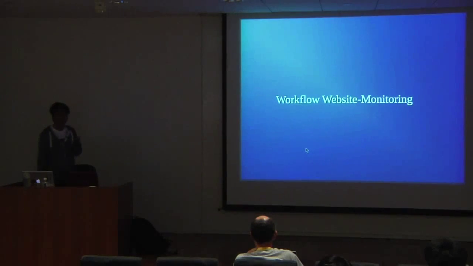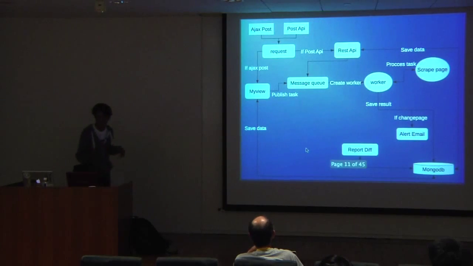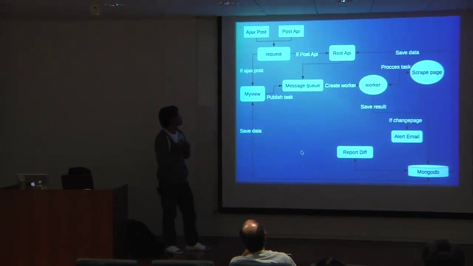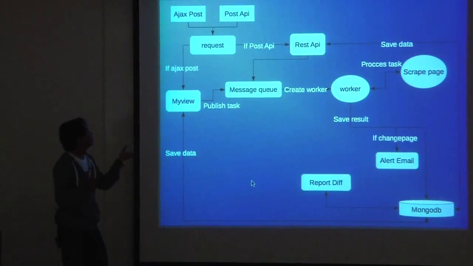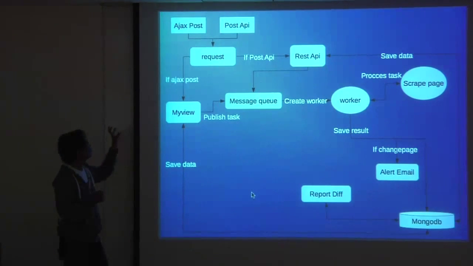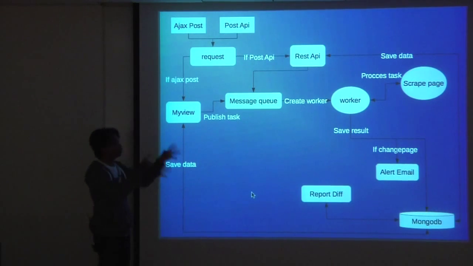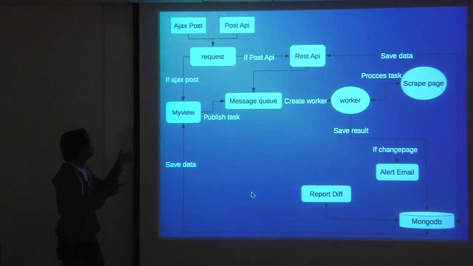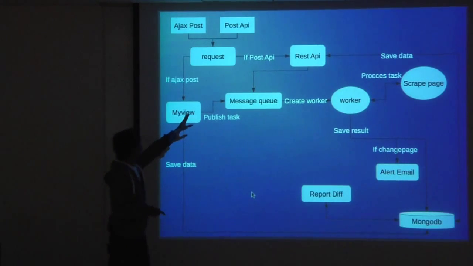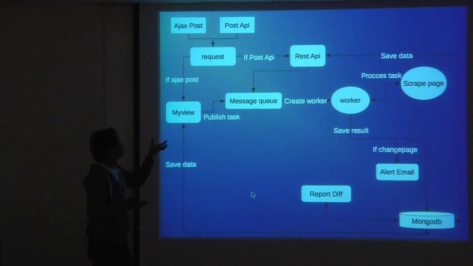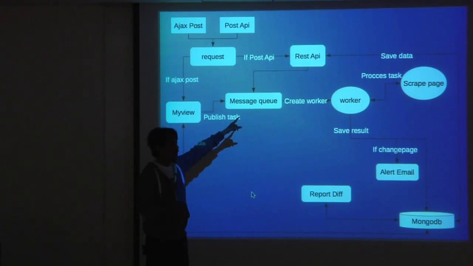Now maybe I'll give you some workflow. Maybe the workflow is not good because I'm just learning. In here, I have two clients. The first is an Ajax post, and the other is a post from the APIs. If the client is from the Ajax post, they will go to my views. And if the client is from the post APIs, they will go to the REST APIs. I have a handler for that.